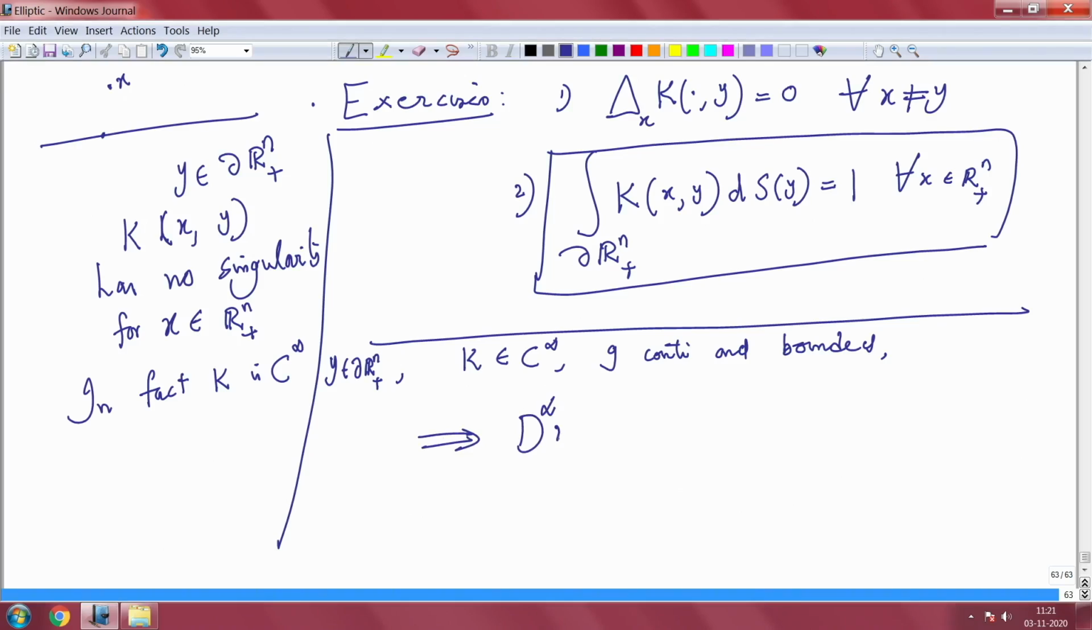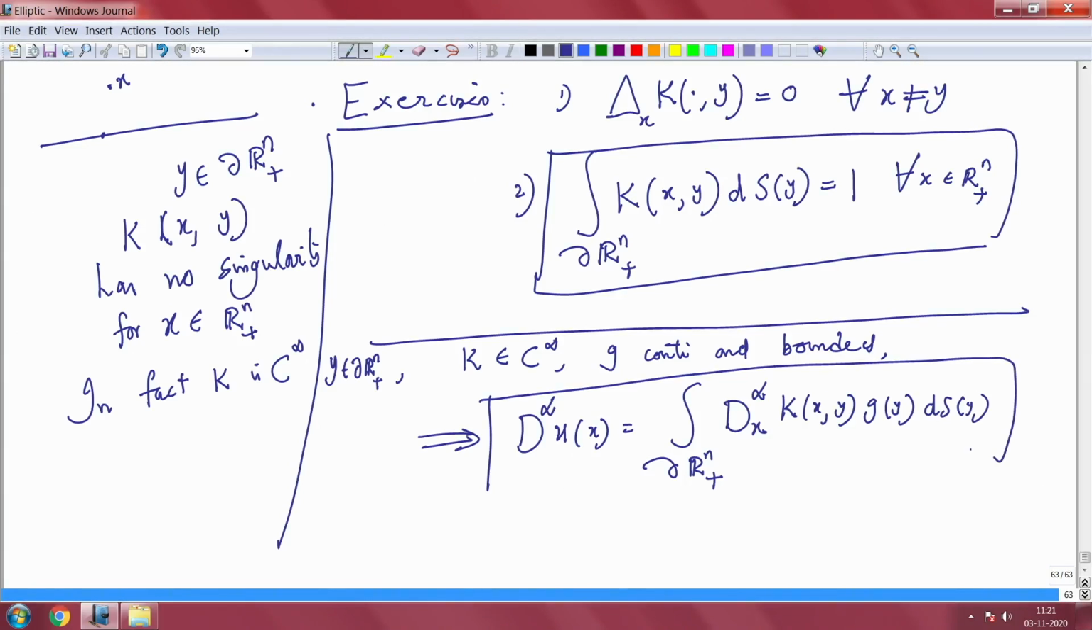Because it is C infinity, you can do this integral over the boundary of R^n plus, of D^alpha_x of k(x, y) g(y) dS_y. There is no problem in taking the derivative inside the integral, with all this smoothness and boundedness. In particular, Laplacian of u equals 0 in R^n plus. That is what it shows, right?